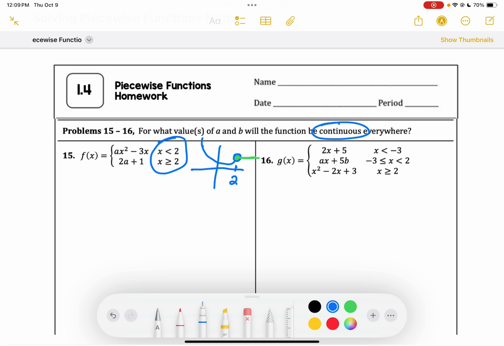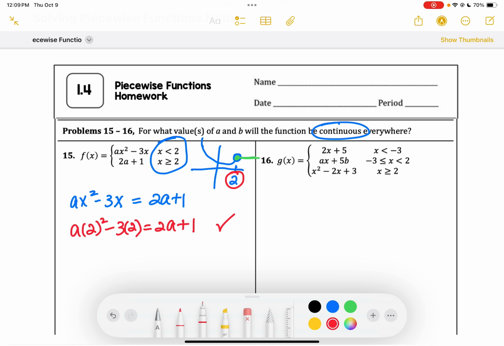So what you see is what you got. The ax squared minus 3x is my left part, and that will equal the right part, which is 2a plus 1. Now we agree the critical location is at 2, so I'm going to plug in the 2. What you see is what you got. a times 2 squared minus 3 times 2 should equal 2a plus 1.